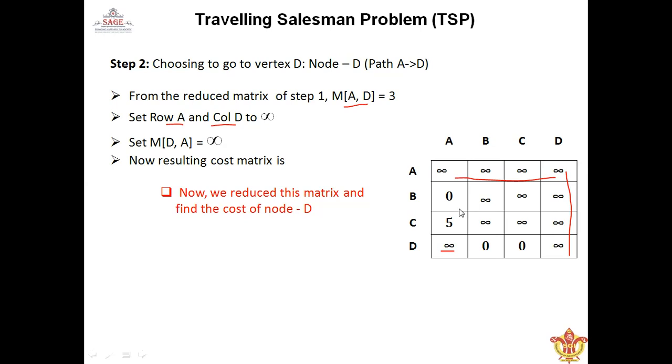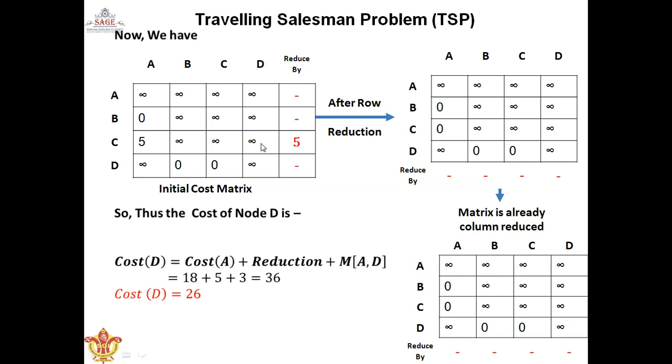Now we'll have to do the reduction. Row reduction and column reduction are not required here. Here we have 5. So after row reduction we have this 0 here itself. After column reduction, not required, it is clearly seen from here itself. So we have this matrix. We will have to calculate the cost of D. Reduction is only 5.